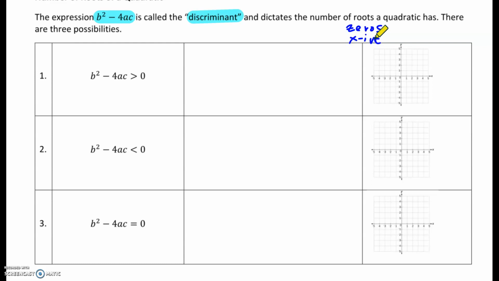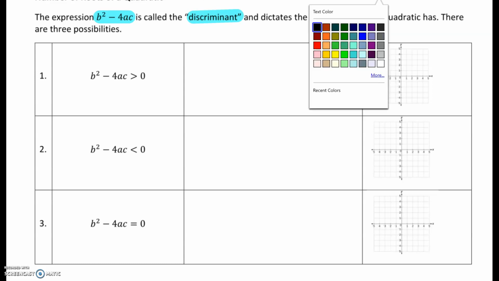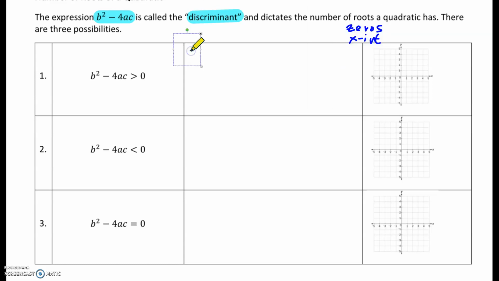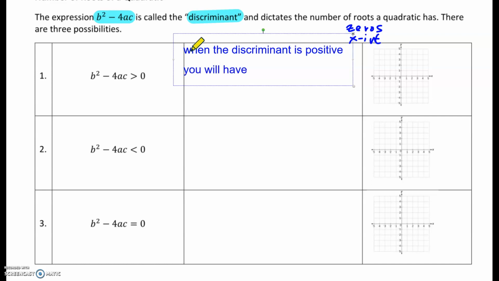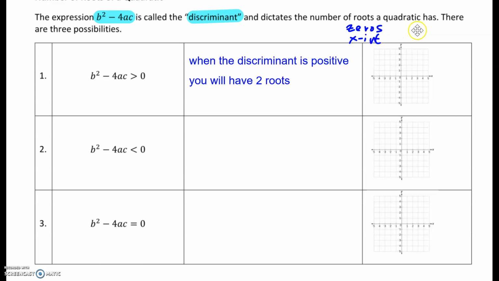So the first possibility happens when b squared minus 4ac is greater than 0, and that means it's going to have a positive value. So let's type that into the box. When the discriminant is positive, what happens is you will have two roots. And that's what we have been working with yesterday when we were using the quadratic equation to solve. It was always positive underneath, and we'd have two roots.